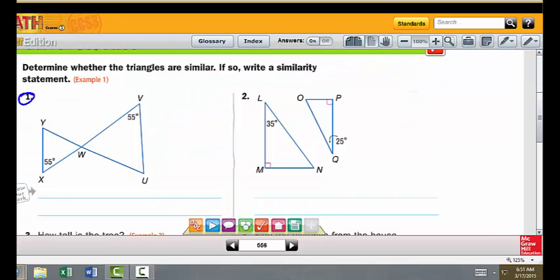Problem number 1. Determine whether the triangles are similar. If so, write a similarity statement. Right away we notice that these two are vertical angles and that makes them congruent, so we'll mark them. And then also we have these two angles are congruent, therefore we have two sets of congruent angles, so we have similar triangles. Now the key is to get this in the right order, so let's put the first one in here.